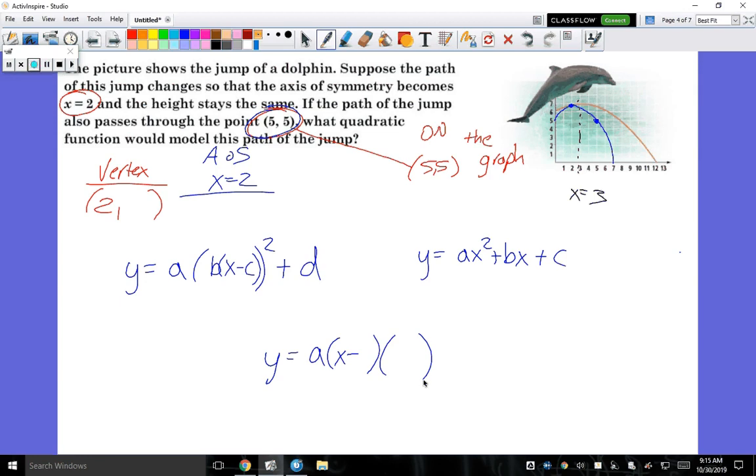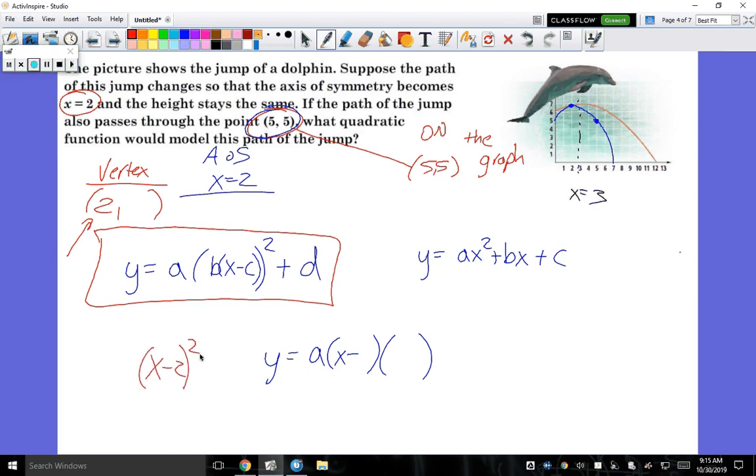So from here, which of these three, vertex, standard, or factored, do you think we're probably going to end up using from the pieces that we're given? It would be the vertex form. Okay? It will be the vertex form. And the way we're going to do this is, first of all, if the axis of symmetry is at 2, our x is going to look something like that. You with me? So now I have an A, and I also have a D to contend with.